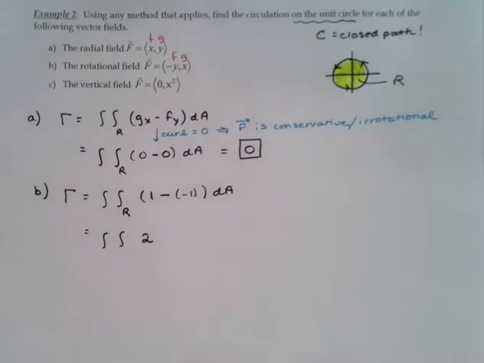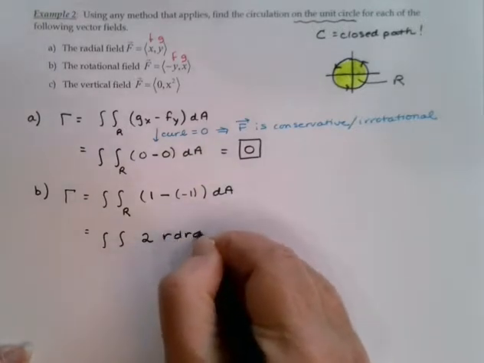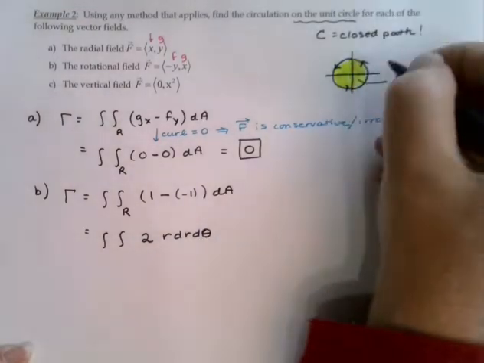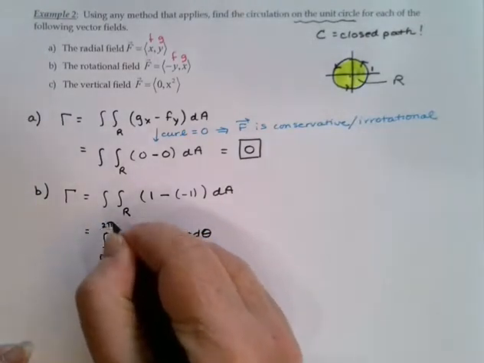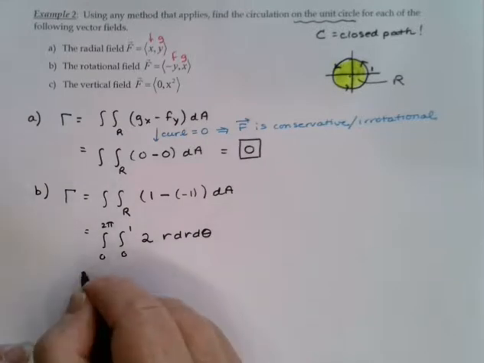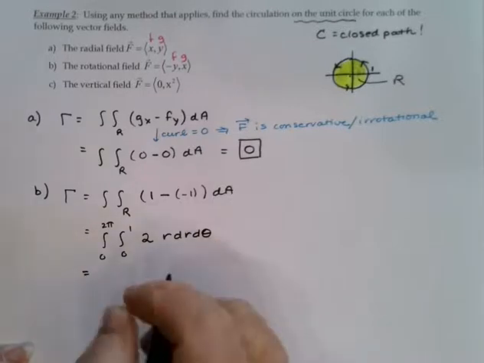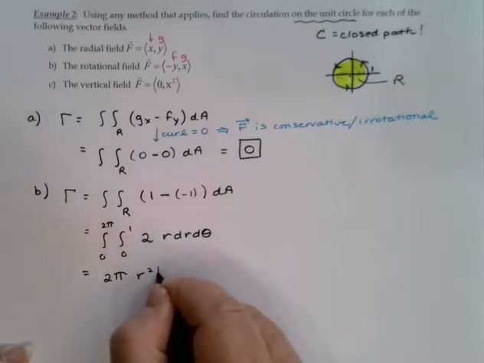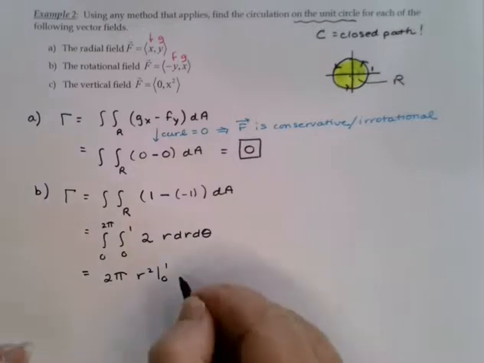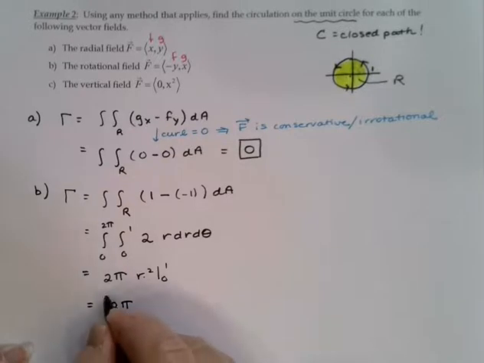It probably would be easier to set this up in polar coordinates. Circles are really nice in polar coordinates. So I think I'm going to use for my dA the polar form, r dr d theta. And this is a unit circle, so my radius would go from 0 to 1. And I want to go all the way around from 0 to 2 pi. 2 pi, I can just bring that down. Theta doesn't appear anywhere else except the d theta. And then the integral of 2r dr would be r squared from 0 to 1. So I'm just going to get 2 pi times 1 minus 0, or 2 pi.